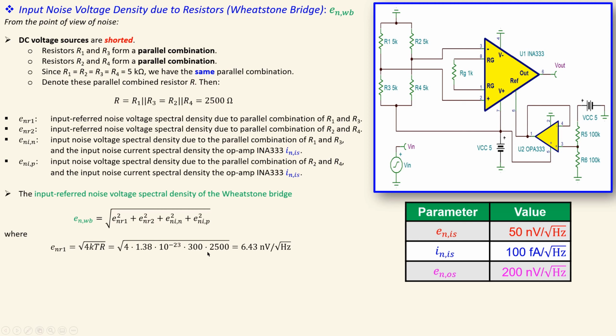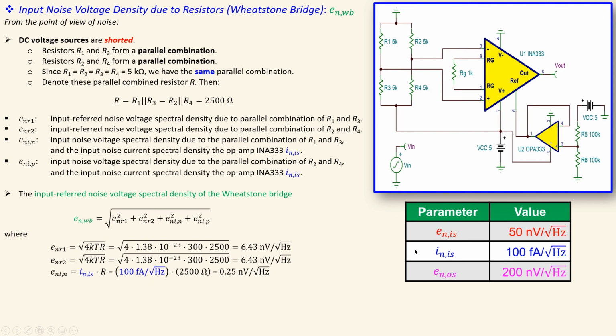So we just substitute the values for the 4kTR: Boltzmann's constant is k, T is the temperature, in this case room temperature, let's say 27 degrees, in kelvins of course 300 kelvins, and R is the resistor. Now if you do the math you will get this one. In similar form for the second one, exact same resistor value, we will also get the exact same result.